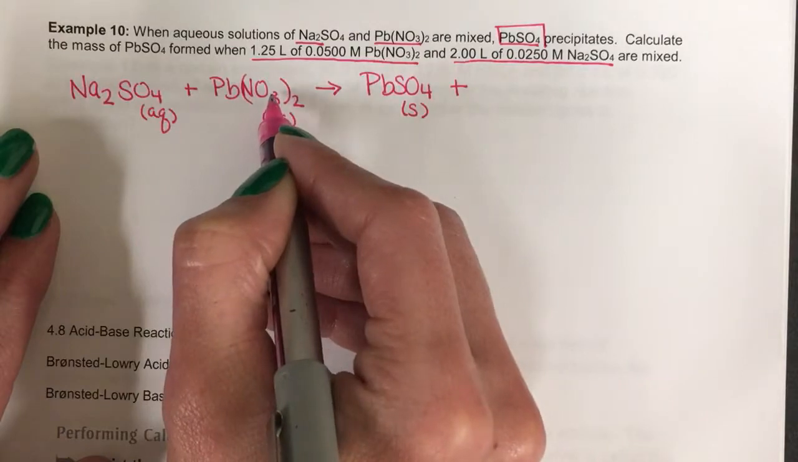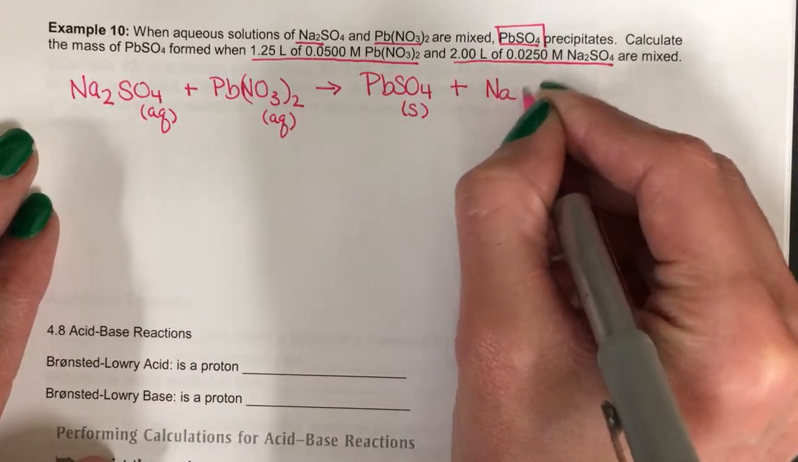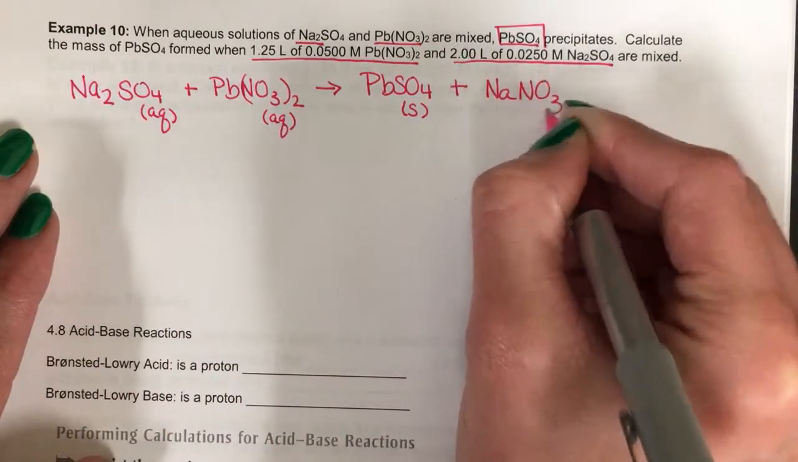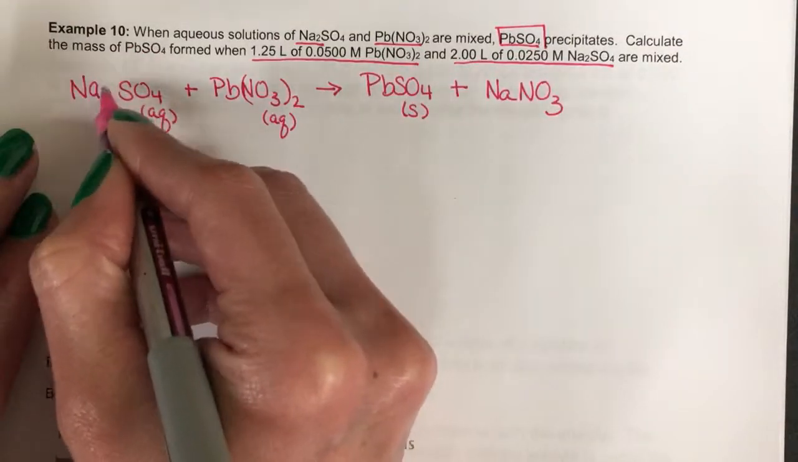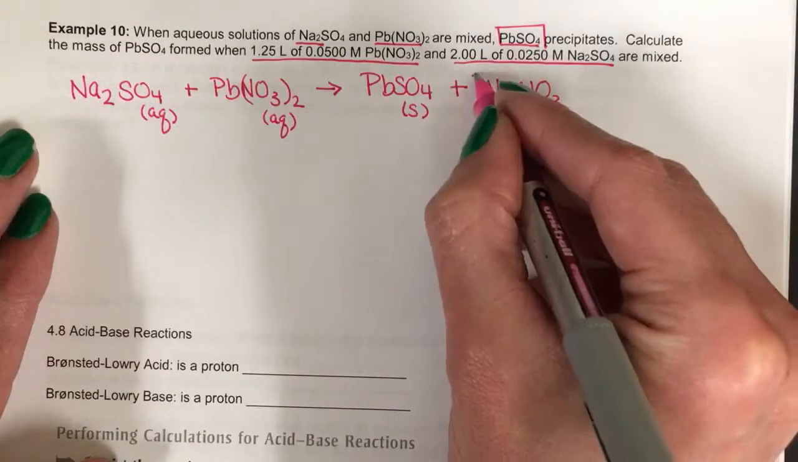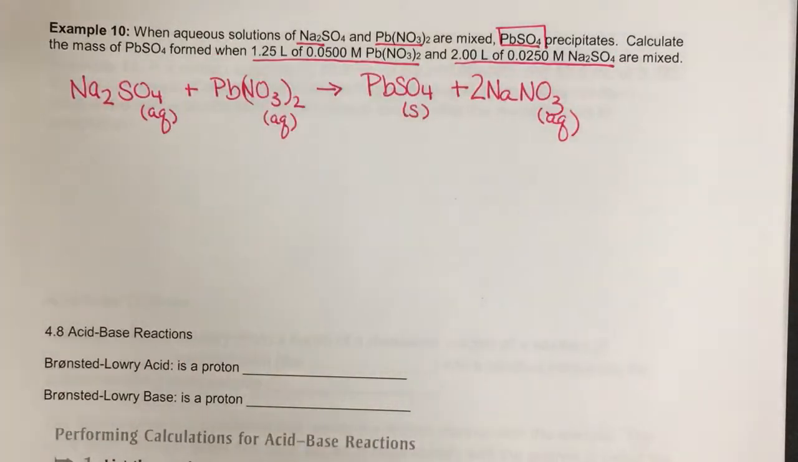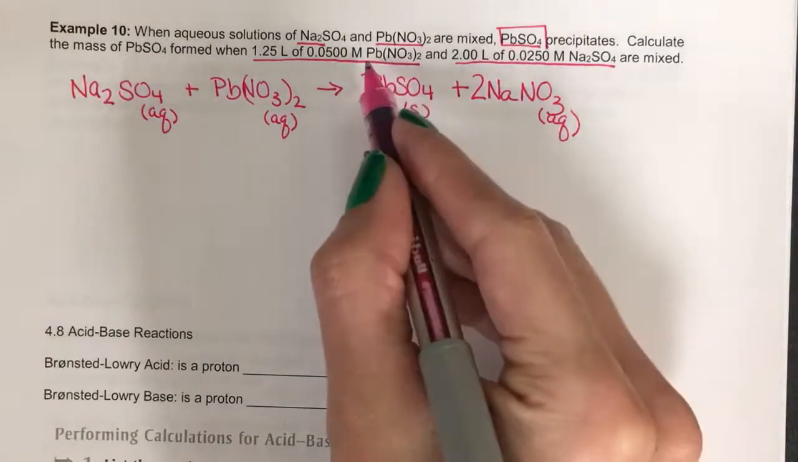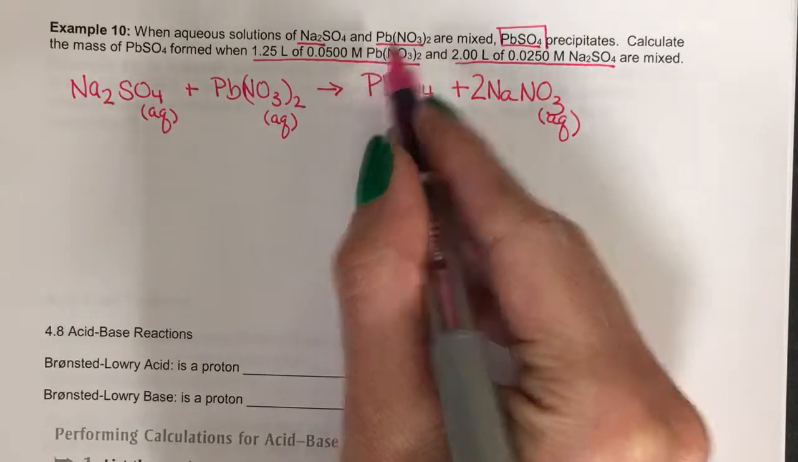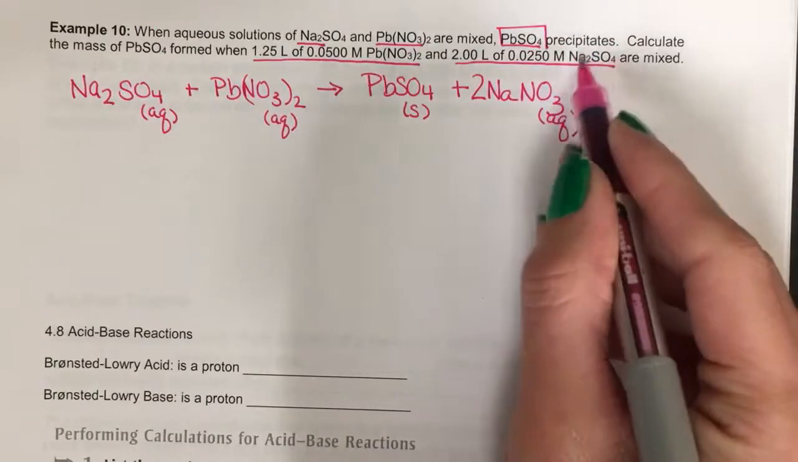going to go with NO3. Na is a +1, NO3 is a -1. I had 2 Nas and 2 NO3s, so that goes in front. So I've got my balanced chemical equation. Now I'm going to have to do two calculations. One for lead 2 nitrate, one for sodium sulfate.